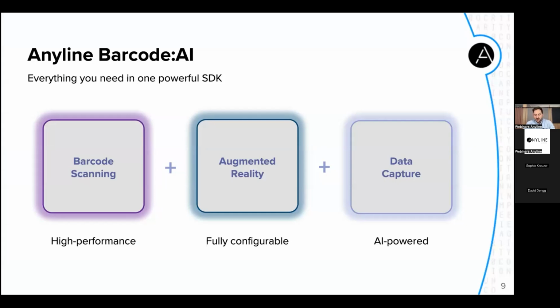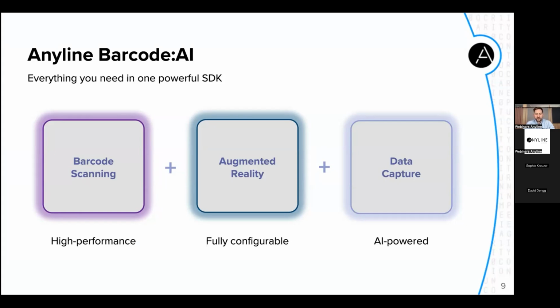Essentially, what we've done with Barcode AI is we've combined these 3 core elements to bring one powerful SDK solution. So of course, first we have barcode scanning, and we've really focused on this solution being very high performing, built for speed, built for reliability, and ultimate configurability and functionality around the world. So our barcode scanning solution, obviously the core of Barcode AI, and that's just the first element.